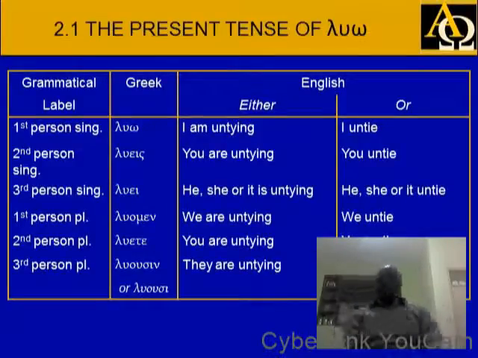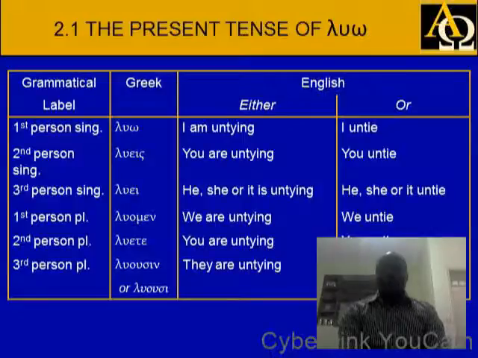So the present tense of luo. Now in this table on your screen, we have the grammatical label, we have Greek, we have the English translation of the same. So let's look at how we conjugate a word. So we have the first person, second person, third person, singular, and then we have first person, plural, second person, plural, third person, plural. So the first person singular of luo is luo.